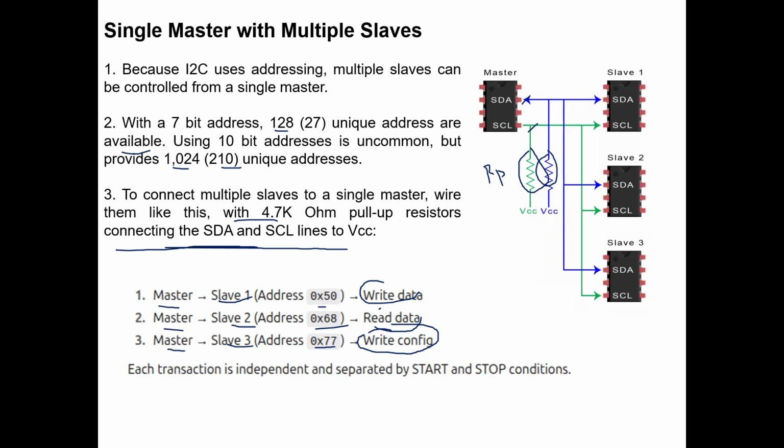Now tell me which slave is communicating first. 50 is the lower address, right? So the first slave is communicating first, that means doing the write operation. And then the second slave, that is 68. The address 68 compared to 77 is lower, so then reading the data. After that, 77, then it is doing some configuration write. See, each transaction is independent and separated by start and stop condition.